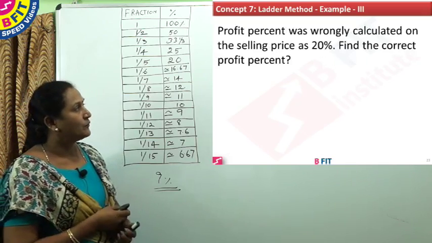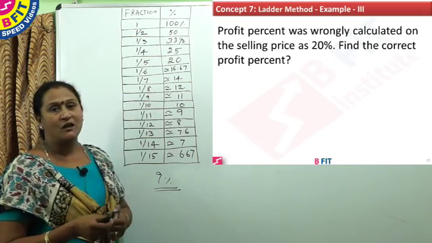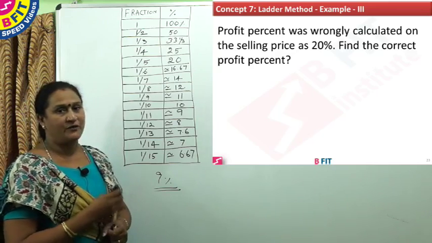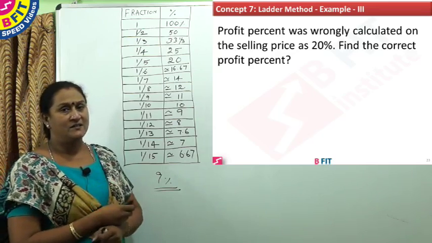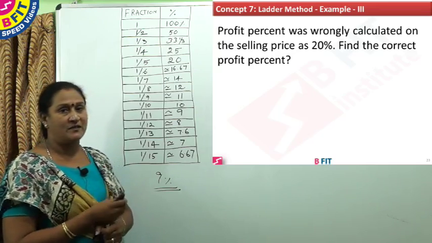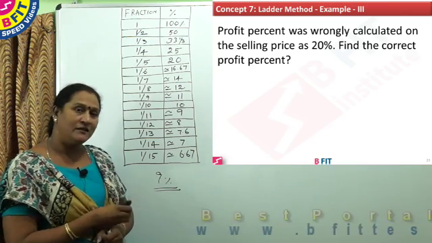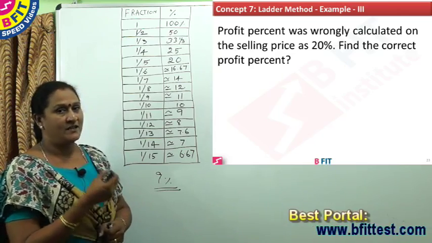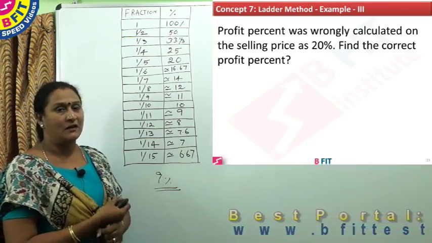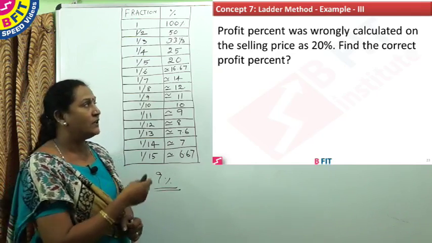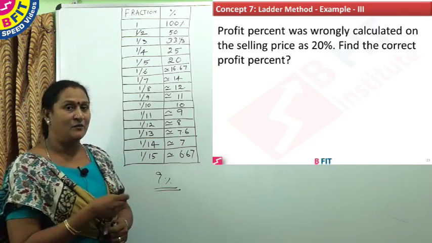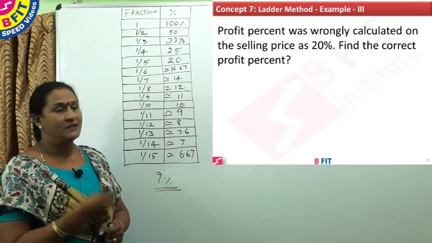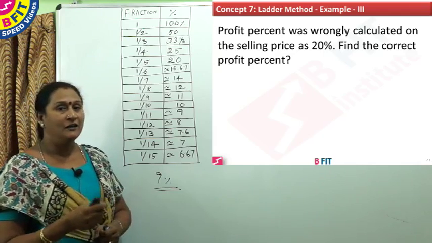The question is, profit percent was wrongly calculated on the selling price as 20%. Find the correct profit percent. In the earlier questions they gave: price increased by what percent, consumption should be decreased, or length decreased by what percent, breadth should be increased. Here a wrong percentage is given. Normally profit should be calculated only on the cost price. Here profit is calculated on the selling price, which is wrong. Calculating on the selling price, they got the profit percent as 20%.